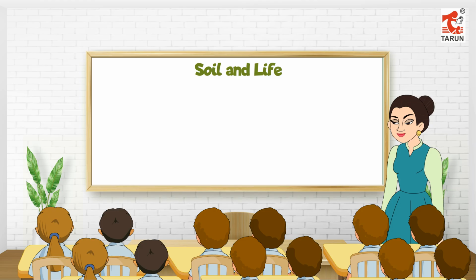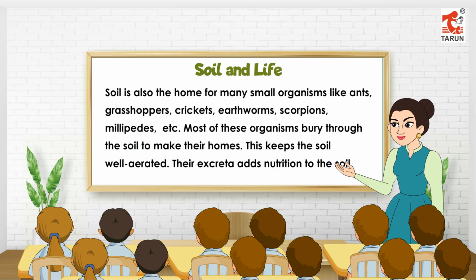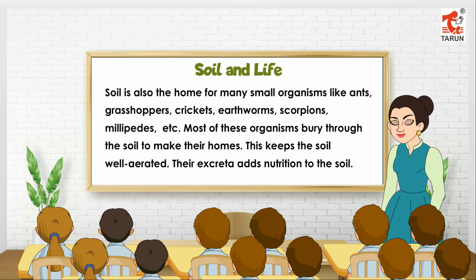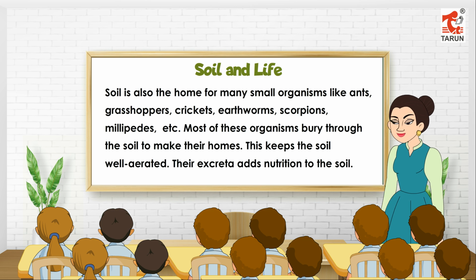Soil and life. Soil is also the home for many small organisms like lichens, grasshoppers, crickets, earthworms, scorpions, millipedes, etc. Most of these organisms burrow through the soil to make their homes. This keeps the soil well aerated. Their excreta adds nutrition to the soil.